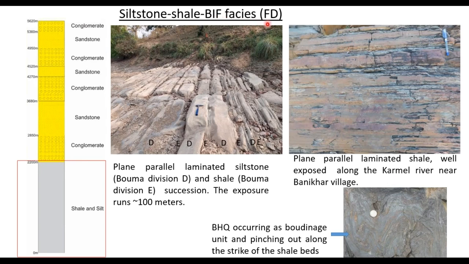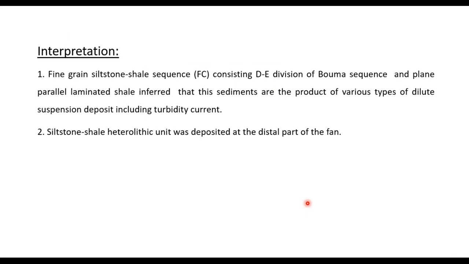Now the facies association FD, which consists of the plane laminated siltstone, which indicates the Bouma division D, and the shale Bouma division E, and a plane parallel laminated shale unit is occurring within this association, and BIF are occurring along the strike of the shale and pinching out with this shale unit. And this fine grain sandstone shale sequence, which consists of DE division, is the product of various dilute suspension deposits, including the turbidity current. This sandstone shale heterolithic unit indicates that these are deposited in the distal part of the fan.